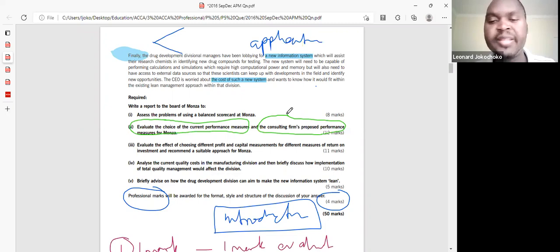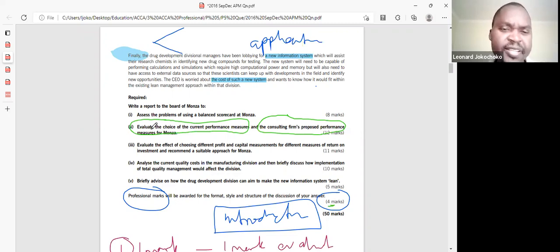If you don't pay attention to that, you will not have presented good communication skills. Remember that we have 4 marks. By discussing current performance measures first, and then the consulting firm's performance measures, it shows that I'm able to communicate the information properly. I expect to get a mark for doing that, but how do I do that? I'll use paragraphs, or I can use headings. Item number 2, current performance measures. I discuss that first. Then below, consulting firm's performance measures. Then I discuss that.